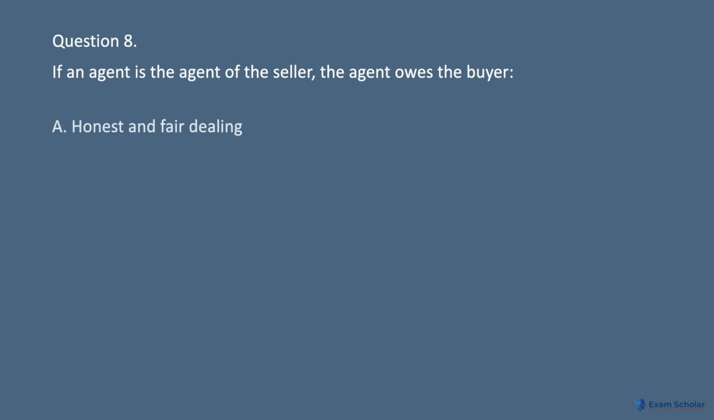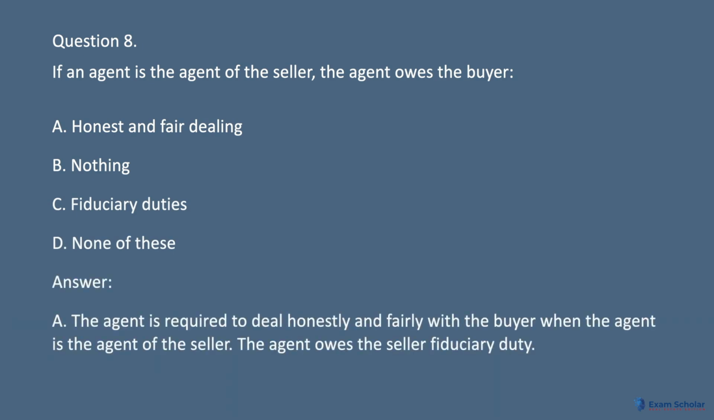Question 8. If an agent is the agent of the seller, the agent owes the buyer A. Honest and fair dealing. B. Nothing. C. Fiduciary duties. D. None of these. Answer. A. The agent is required to deal honestly and fairly with the buyer when the agent is the agent of the seller. The agent owes the seller fiduciary duty.